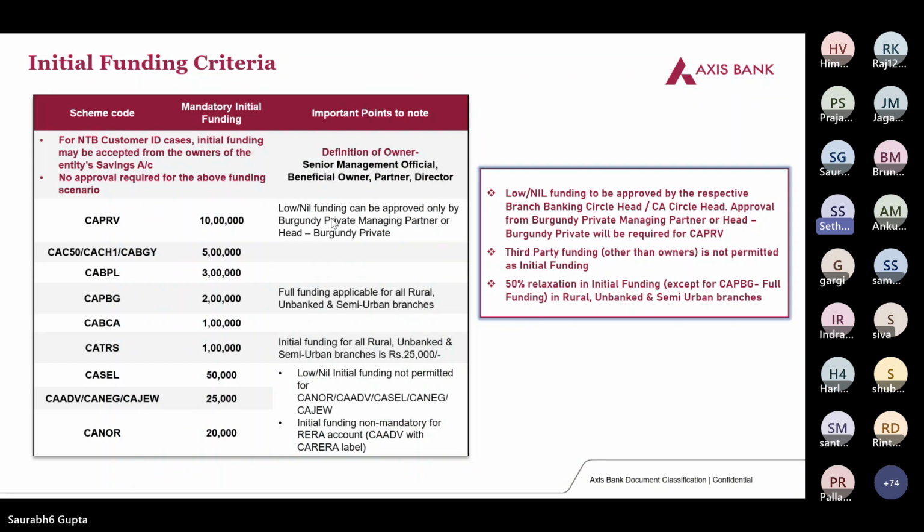So this initial funding can be provided from the savings account of the customer also, and the savings account of, say, the authorized signatory or the SMO can also be provided. Or the current account of the same customer, if they already have a current account. Any other modes of funding are considered to be third party, which is not allowed from a current account perspective. So it has to be either from the current account of the same customer or the savings account of their related parties.